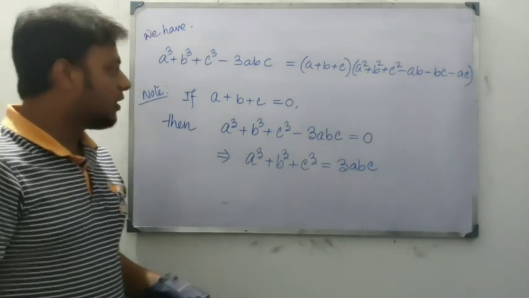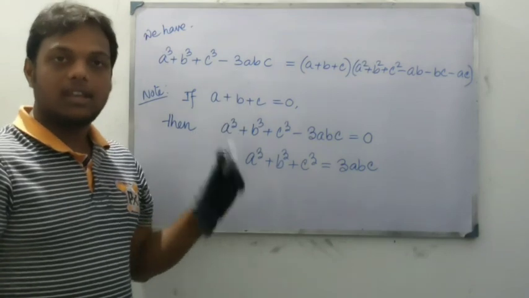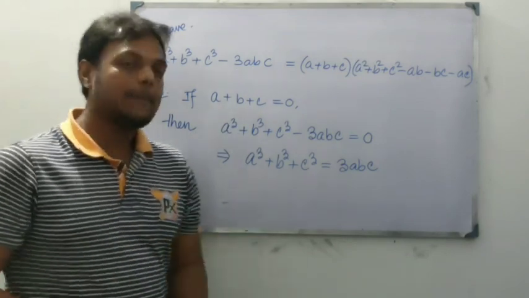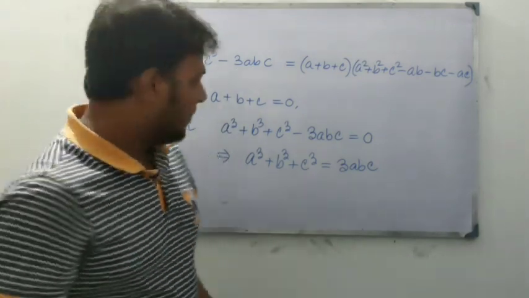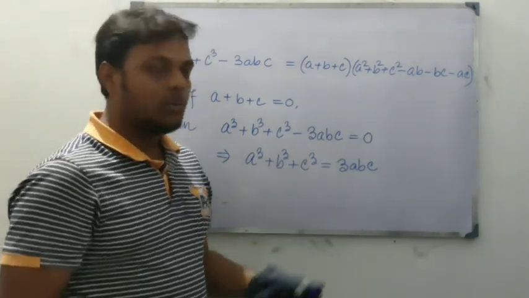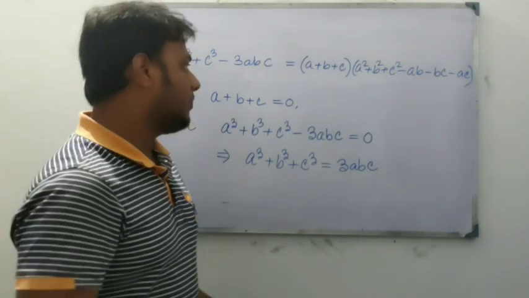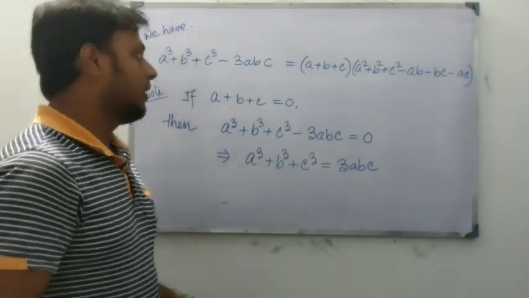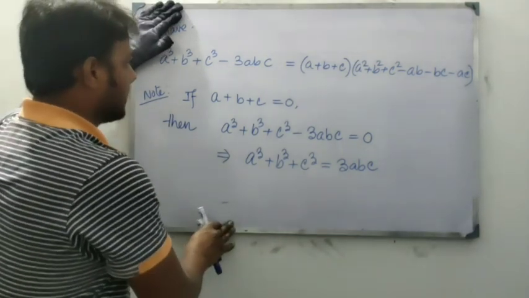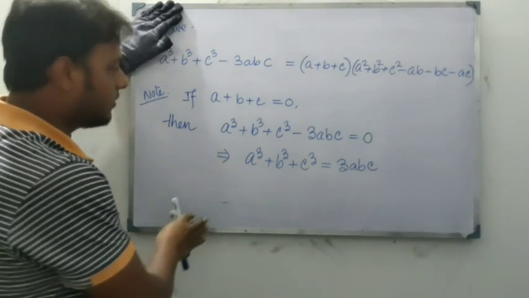So this is the important note. With these identities, in any case, if a + b + c equals 0, then a³ + b³ + c³ will be identical with 3abc. Understood? This is a very important result. Next, hope you understand all this and note down all this important information.